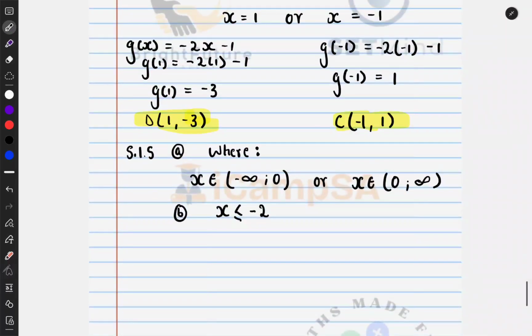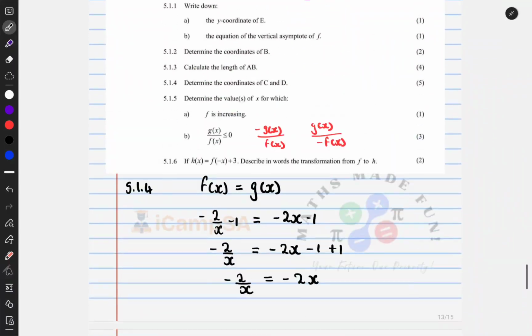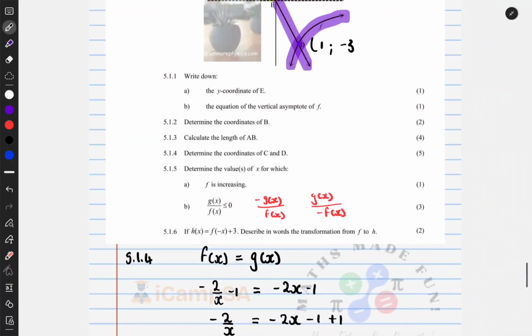Okay, so let's come here. We are saying where x is greater or equal to -1/2, but x is less than 0, because the function of f doesn't exist there at 0. Okay, so those are your two answers basically for 5.1.5.